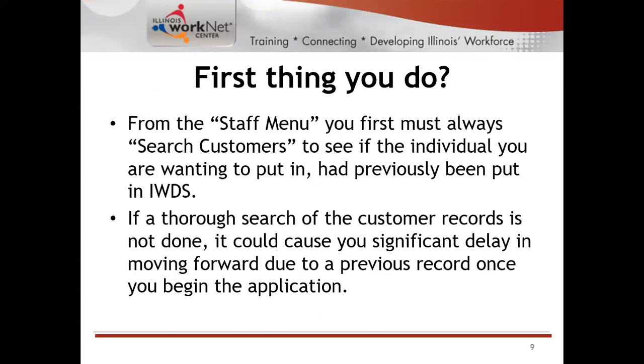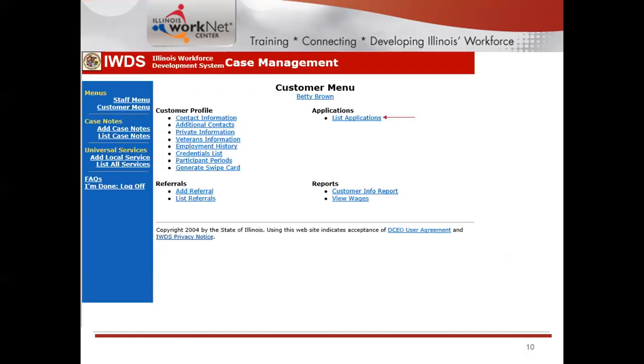The first thing always, and this is with every single WIA client, the person who's doing the data entry always needs to search the customer level record in IWDS. In this PowerPoint, it's not getting into the details about searching a customer. I just want to always reiterate that to make sure that a thorough search is done, because if it's not done, what happens when the client or the career planner gets into the application, they end up having potentially some problems because there's a duplicate application or record already in IWDS.